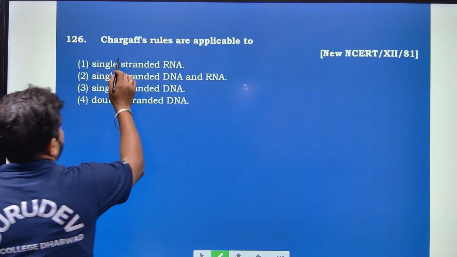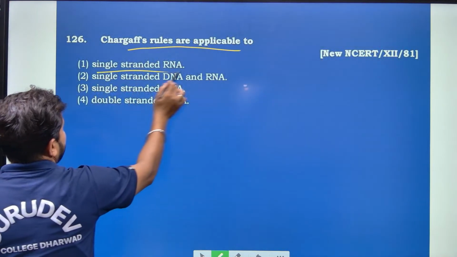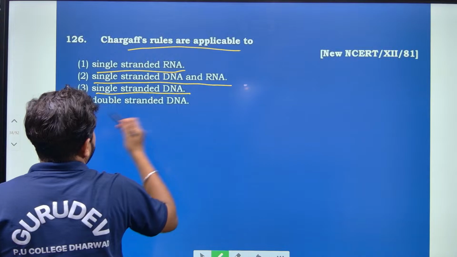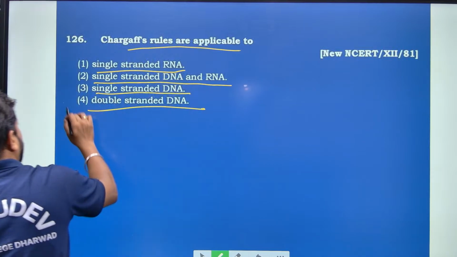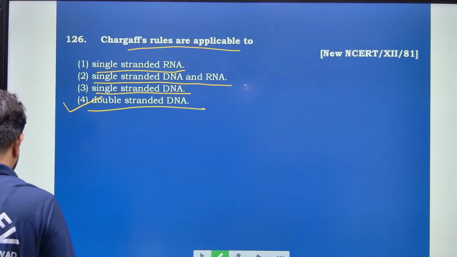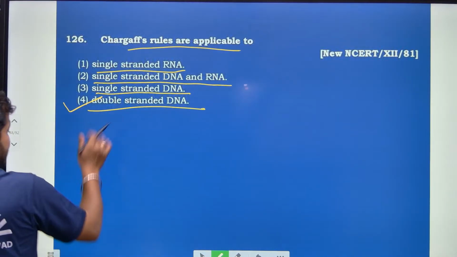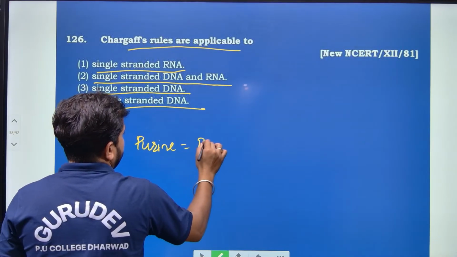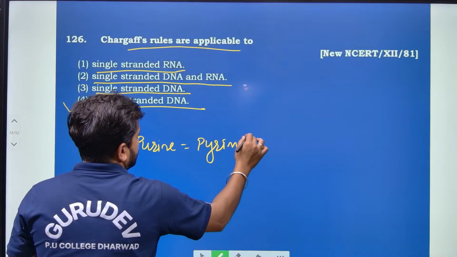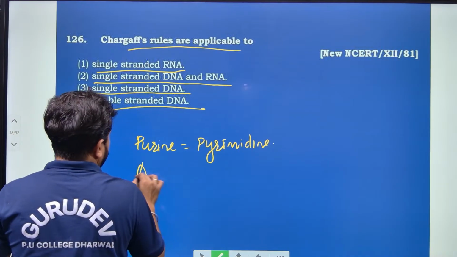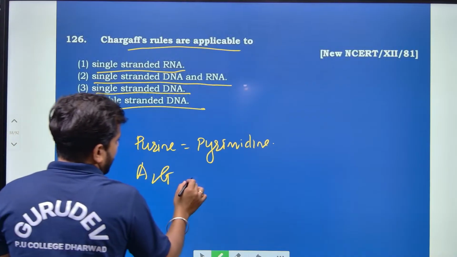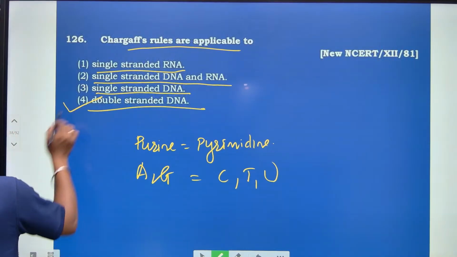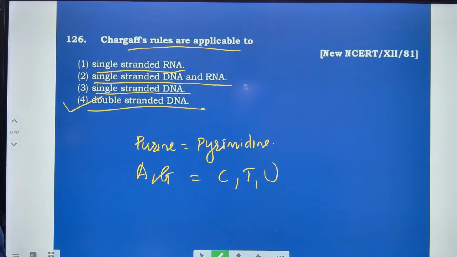The next question is about Chargaff's rule. The options are single stranded RNA, single stranded DNA and RNA, single stranded DNA, and double stranded DNA. Chargaff's rule mainly applies to double stranded DNA, because Chargaff says that purine is equal to pyrimidine. Adenine and guanine are the purines, and cytosine, thymine and uracil are the pyrimidines. So according to that, option 4 is correct, right?